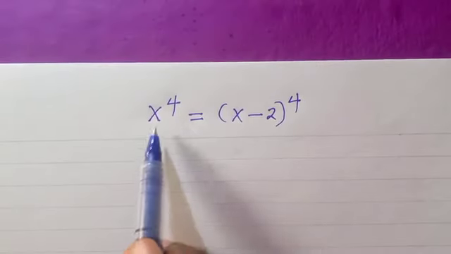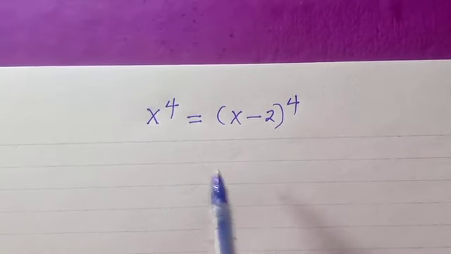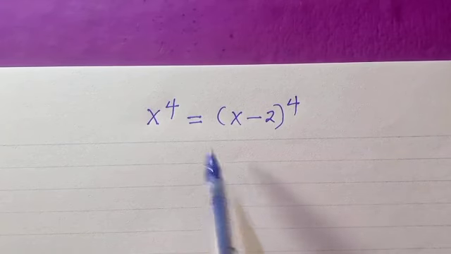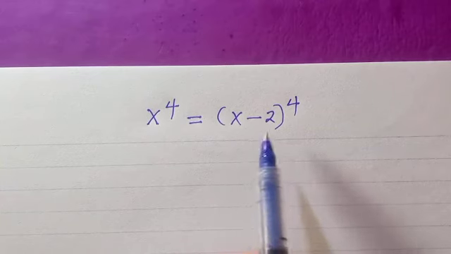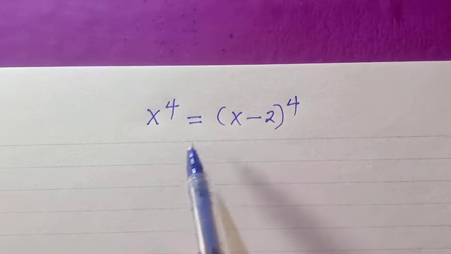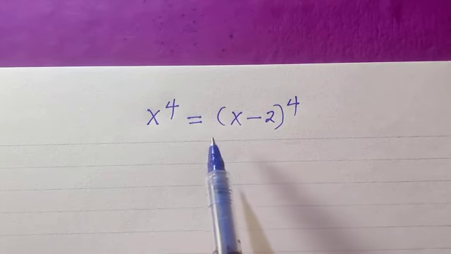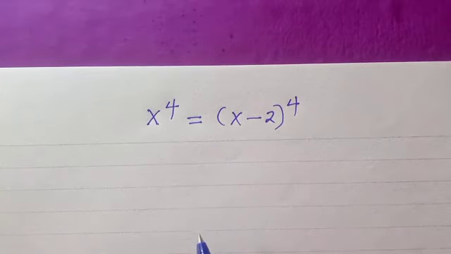Given that x to the power 4 equals (x minus 4) all raised to the power of 4, solve for the value of x. We can apply two different methods to solve this. The first method is to apply the identity, and the other method is to apply the Pascal triangle method. I'm going to apply the Pascal triangle method, which I think is more efficient. Let's get into it.